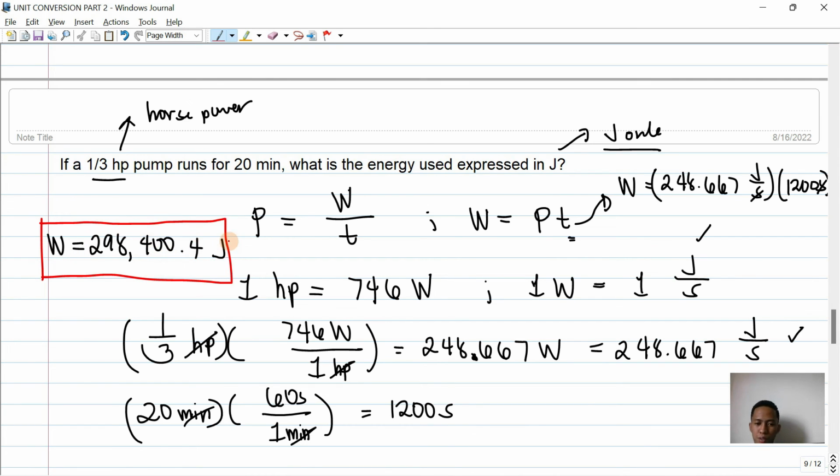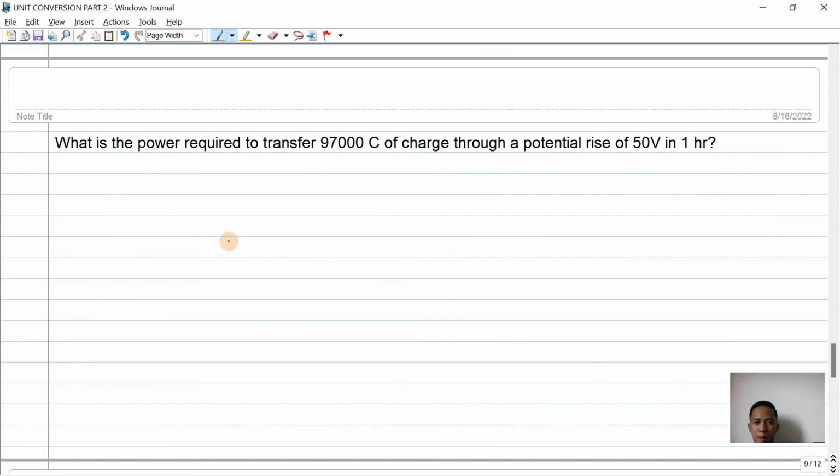Okay, so we have here our next problem. Okay, so what is the power required to transfer 97,000 coulombs of charge through a potential rise of 50 volts in 1 hour. So going back to the concept of power, power is just your work per time, work or energy per time. Okay, so yung work natin in terms of coulomb and voltage, work is equal to your charge times voltage. Okay, so yung time natin given naman, that is 1 hour.